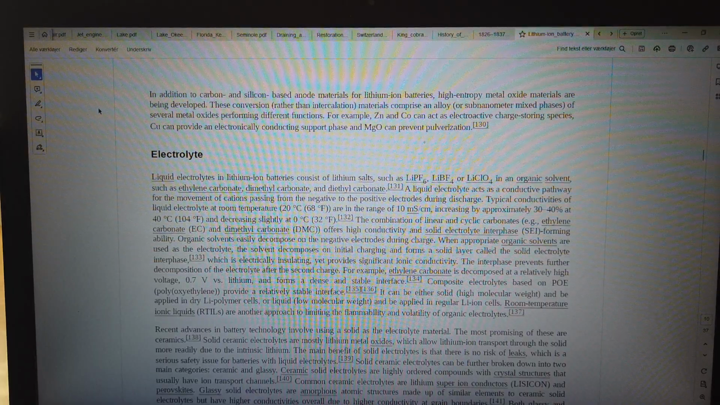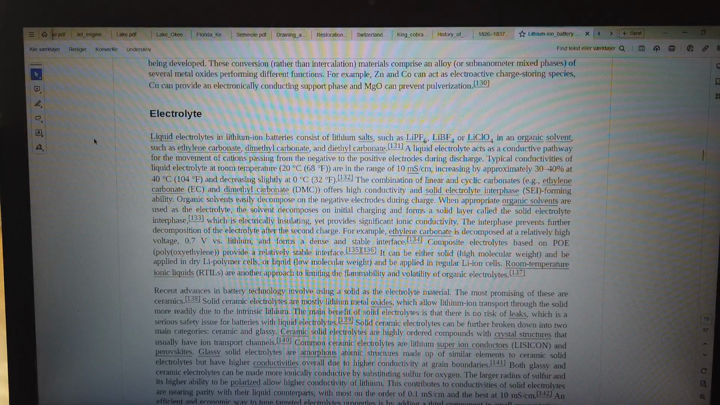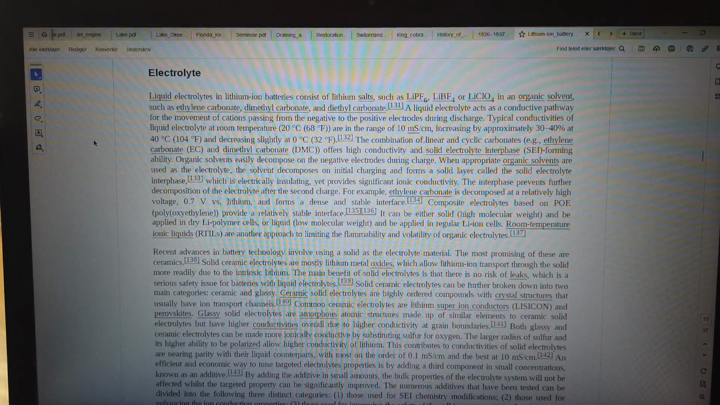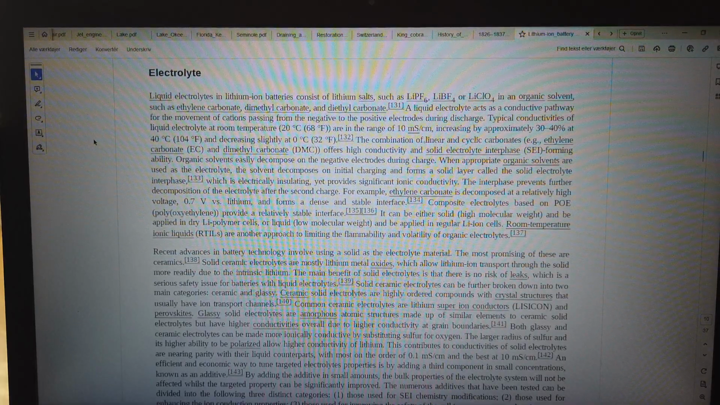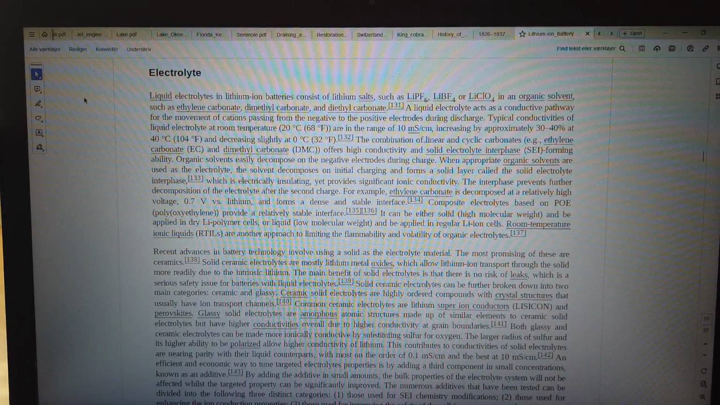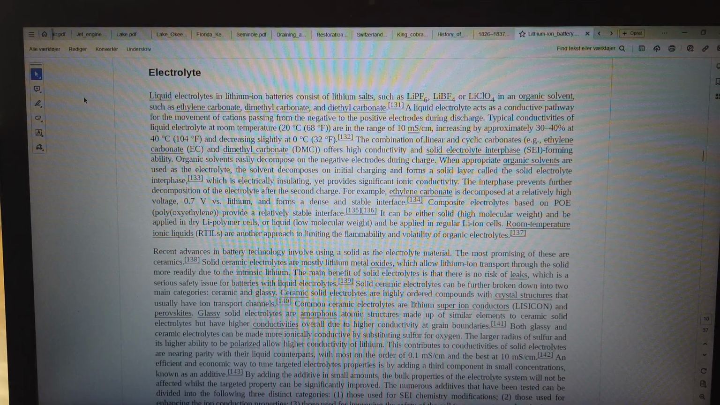130. Electrolyte. Liquid electrolytes in lithium-ion batteries consist of lithium salts, such as LiPF6, LiBF4 or LiClO4 in an organic solvent such as ethylene carbonate, dimethyl carbonate, and diethyl carbonate.